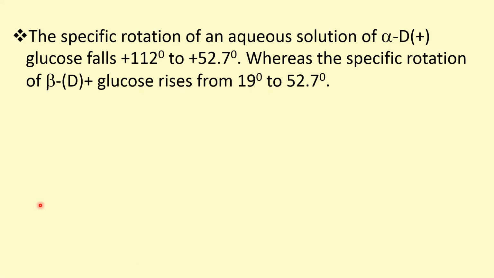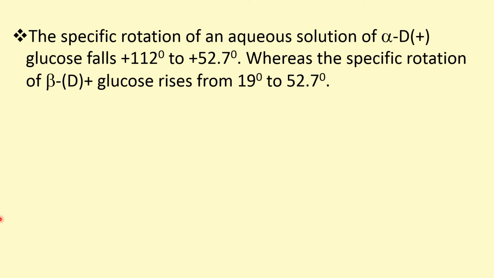Now, the specific rotation of an aqueous solution of alpha D plus glucose falls from plus 112 degree to plus 52.7 degree. That means, if you take the aqueous solution of alpha D plus glucose, initially you will find that specific rotation value is 112 degree. But with time, the specific rotation value will decrease and finally it becomes stable at 52.7 degree.